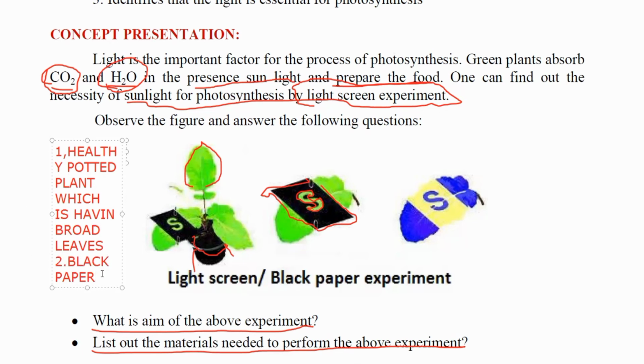Number three, clips. We need clips to attach the black paper to the leaves. And fourth, we need iodine reagent. So these are the four apparatus we need to conduct this experiment.